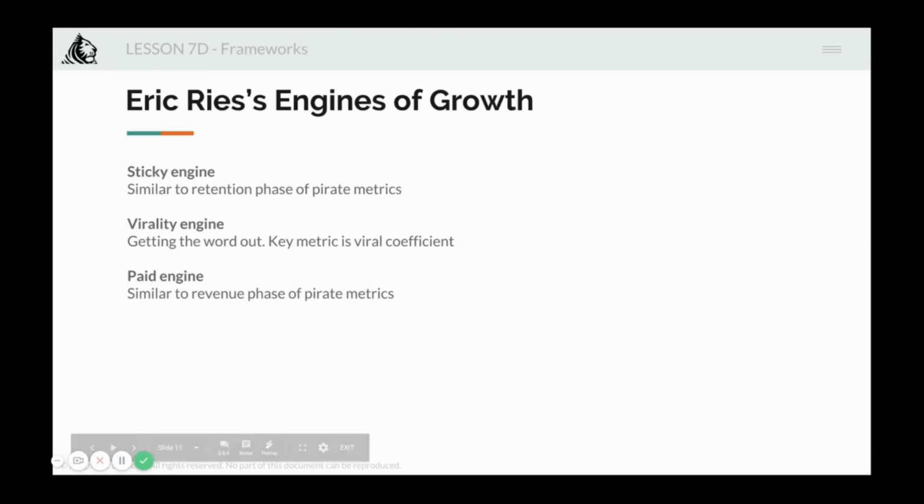So Eric Ries in The Lean Startup talks about three engines that drive the growth of a startup. Each of these has associated key performance indicators or KPIs. So first is the sticky engine. The sticky engine focuses on getting users to return and to keep using your product. It's very similar to Dave McClure's retention phase. If your users aren't sticky, churn will be high and you won't have engagement. Engagement is one of the best predictors of success.